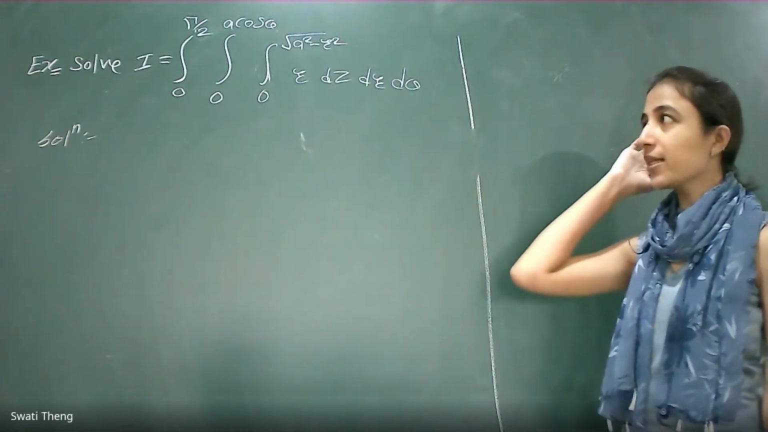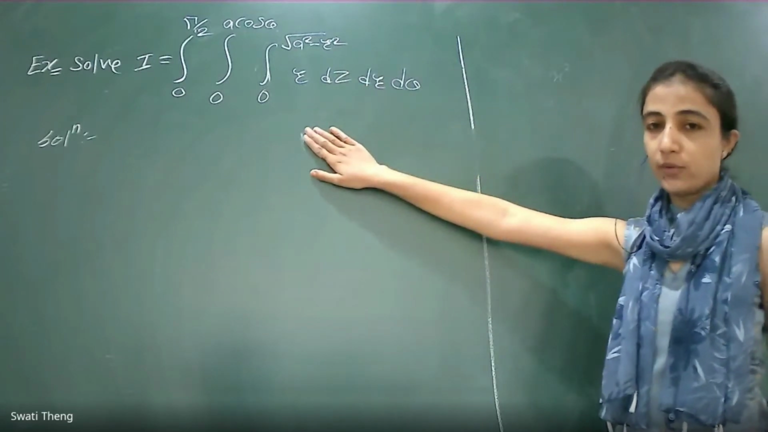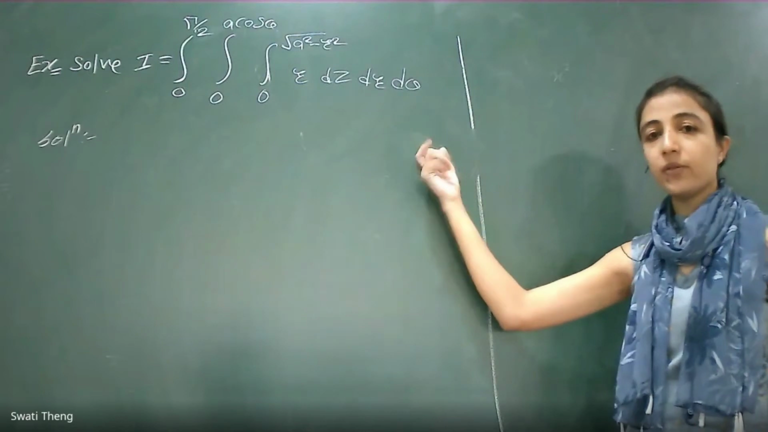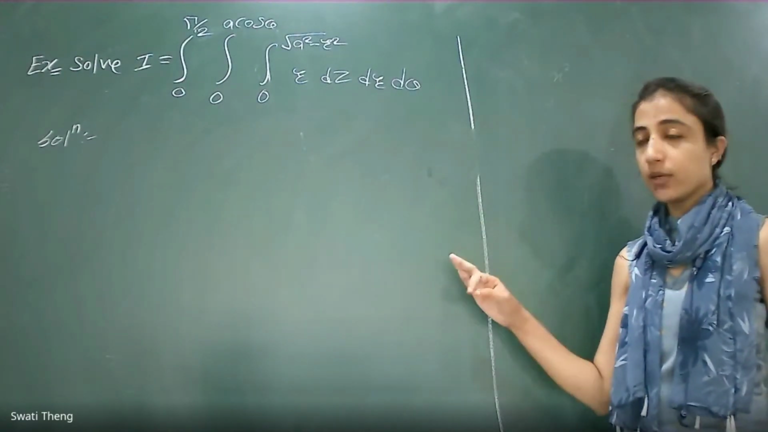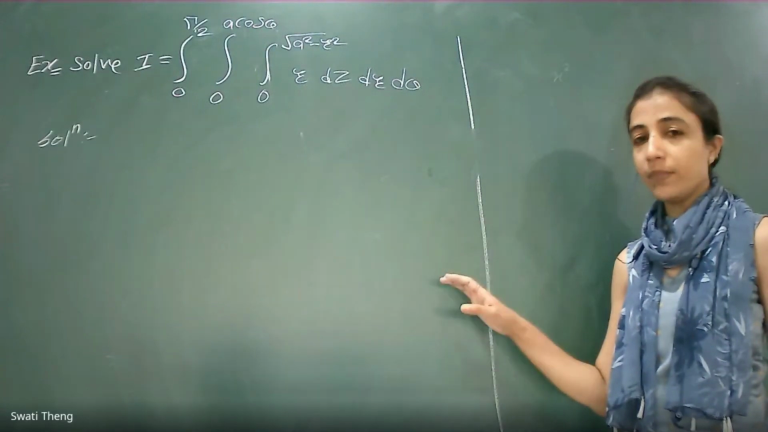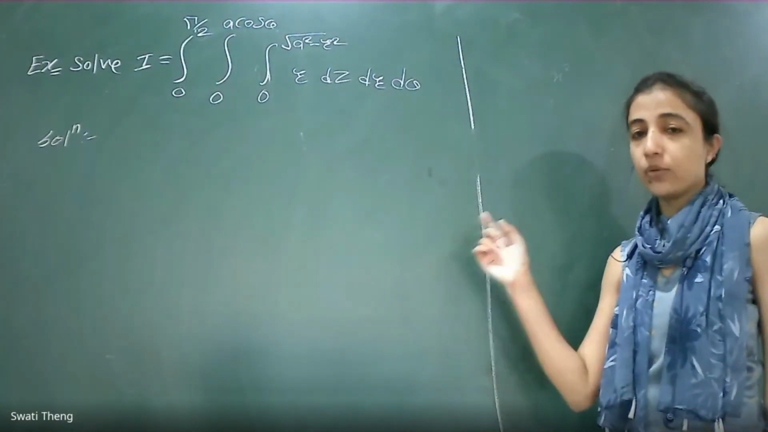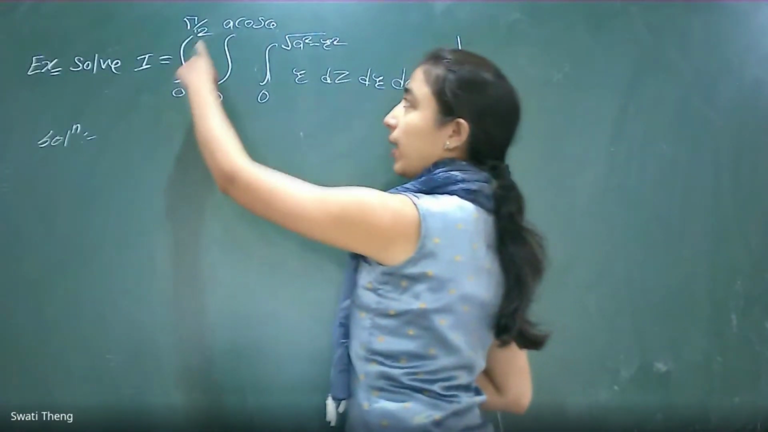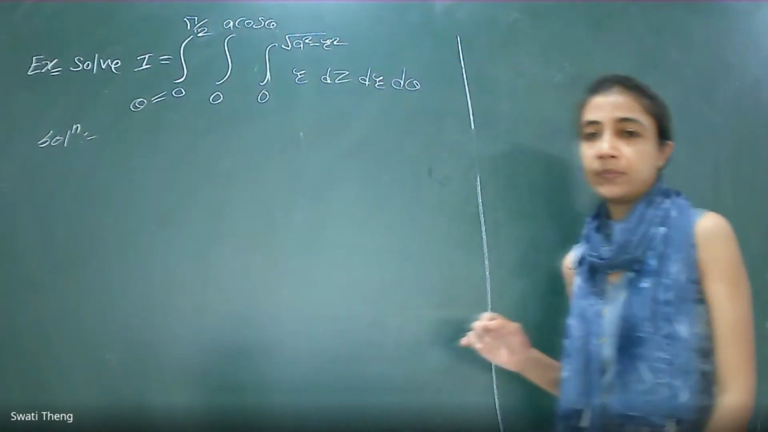In this example, it contains three variables z, r and theta. Now how to decide the limits of z, r and theta? If any integral contains three variables and it contains theta, then theta is always constant. Any integral which contains theta, theta representing angle, so angle is always constant. So we take this first limit is for theta because it is a constant.